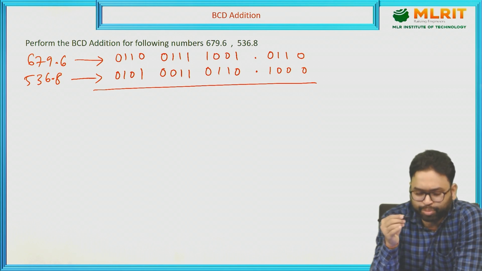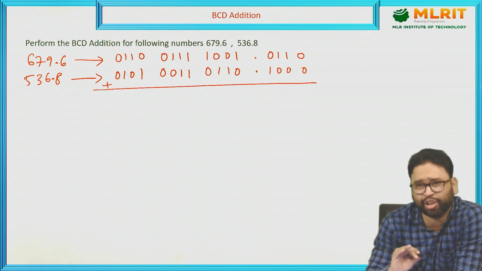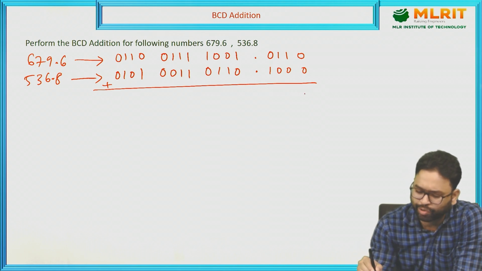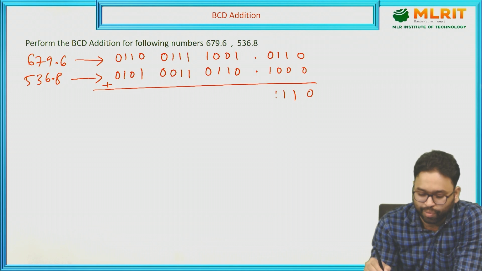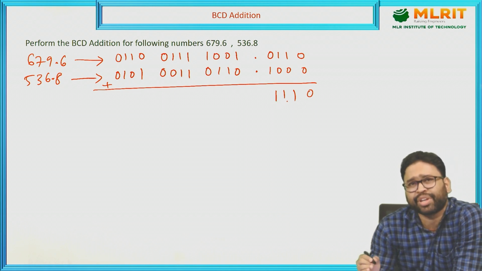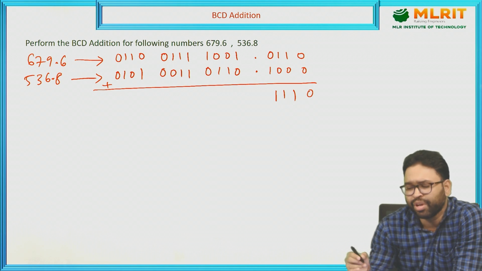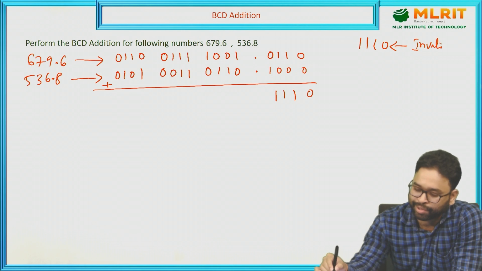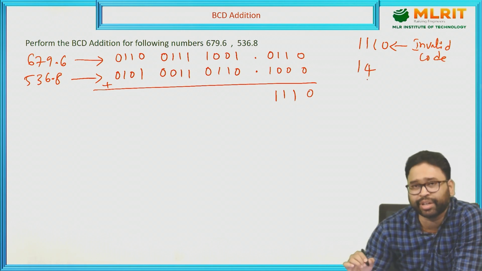So now we are supposed to perform the addition. It's like a regular binary addition. First step will be regular binary addition. Go for that. 0 plus 0, it will be 0. 1 plus 0, it will be 1. 1 plus 0, it will be 1. 0 plus 1, 1. Now let's look into this. 1110. 1110 is beyond the range of 0 to 9. That means 1110 is an invalid code, and it is 14, right? It is 14.